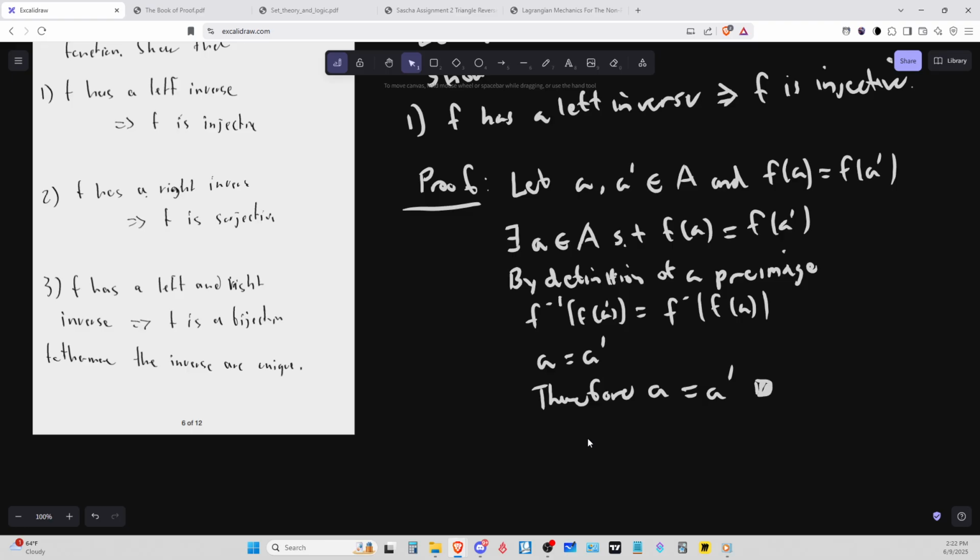If you have to prove that f has a left inverse, then f is injective, you can't use that f is injective.